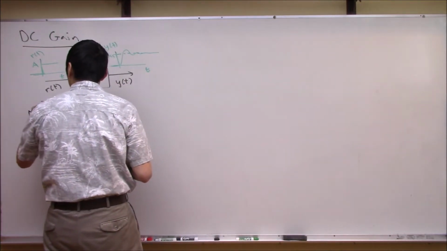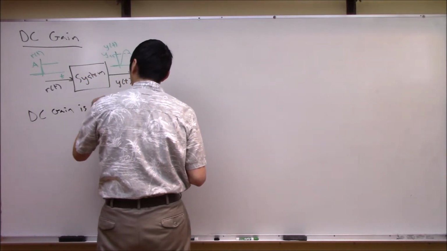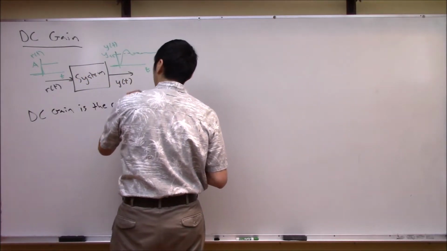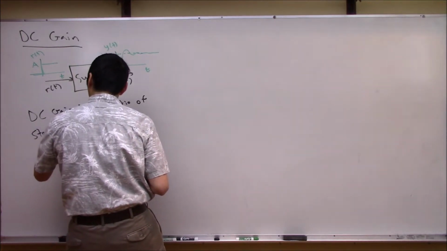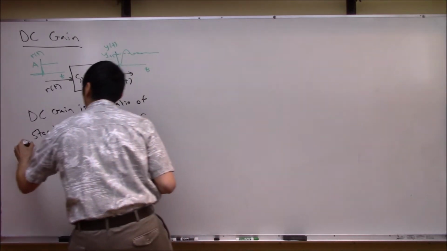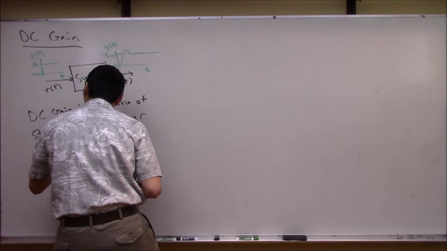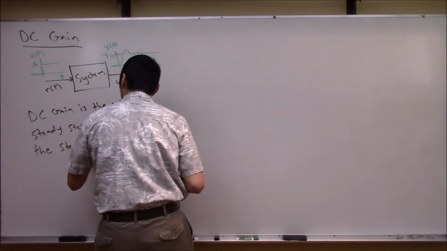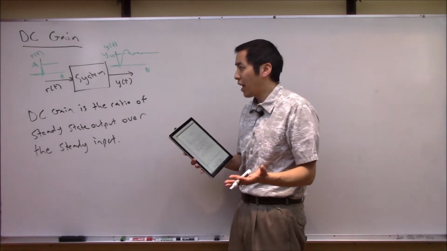Maybe DC gain is the ratio of the steady state output over the, I guess, steady input, or DC input, right? Which I guess you can kind of see why it gets its name here, right?